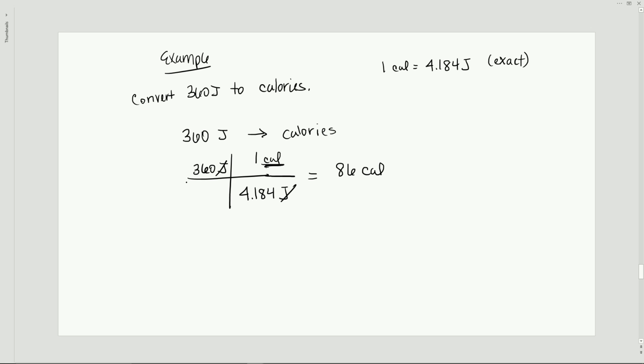Again, we'll look at the sig figs. This is an exact number, so it doesn't count for sig figs, so we need to look at the number that we started with. 360 has 2 sig figs, so our answer needs 2 sig figs, which is what we have here. Okay. And that is it for that section on energy. The next section will be on energy and nutrition.